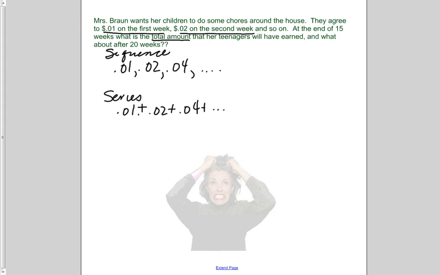And I have been asked, at the end of 15 weeks, what is the total amount that her teenagers will have earned, and what about after 20 weeks? So I want to know the sum of 15 weeks and the sum in 20 weeks. So for this series, my A value is 0.01, and my R is 2, doubling.